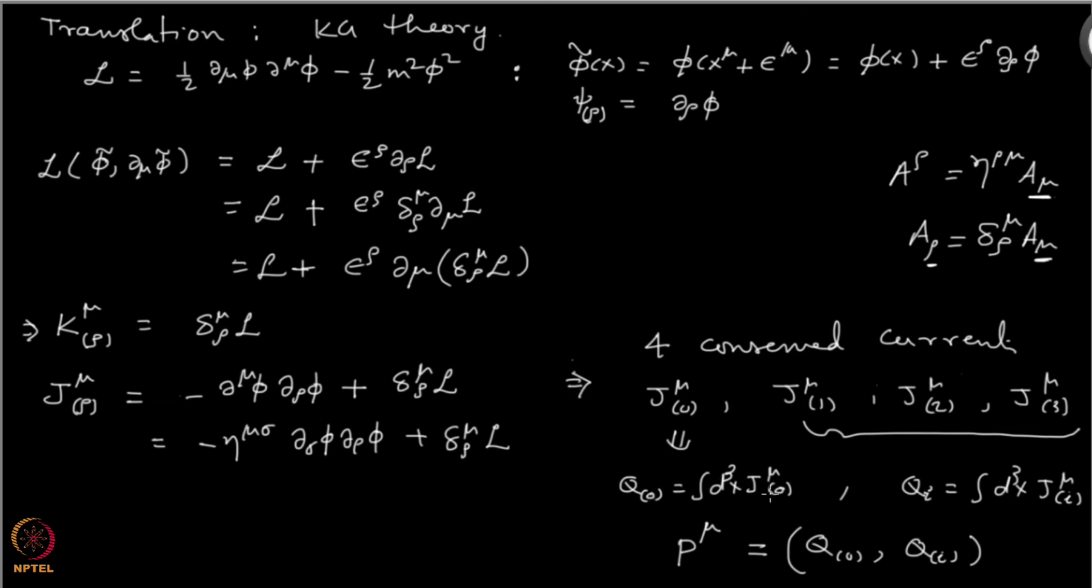Sorry, I have made a small mistake here. So this is not correct. Mu I have anyway put to 0, right? When you are calculating the charge, you put mu equal to 0. So here the mistake is here. It should be 0, and here it should be 0. And this is not the right index. The right index is rho, because it is this lower index which is relevant here. There is no mu here. So this is the momentum in the Klein-Gordon theory.